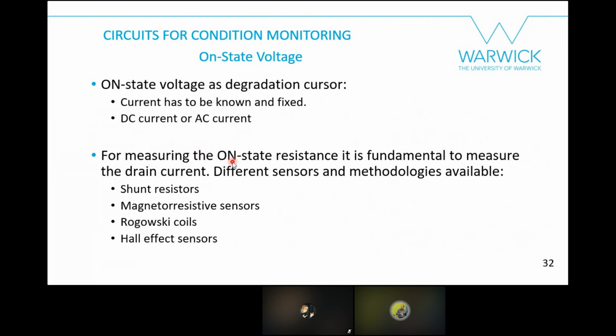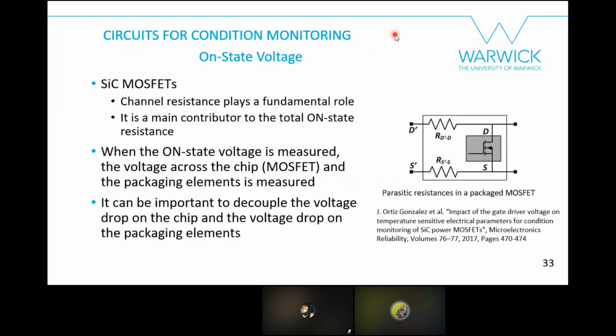But you can decide, I want to measure the on-state resistance. But for measuring the on-state resistance, it's fundamental to measure the drain current. So different sensors are available, and you can use shunt resistors, magnetoresistive sensors, Rogowski coils, Hall effect sensors. So if you have your on-state voltage and you have your current, you can calculate your on-state resistance. Let's focus now on silicon carbide MOSFETs. Referring back to webinar 5, the channel resistance plays a fundamental role, and it is a main contributor to the total on-state resistance.